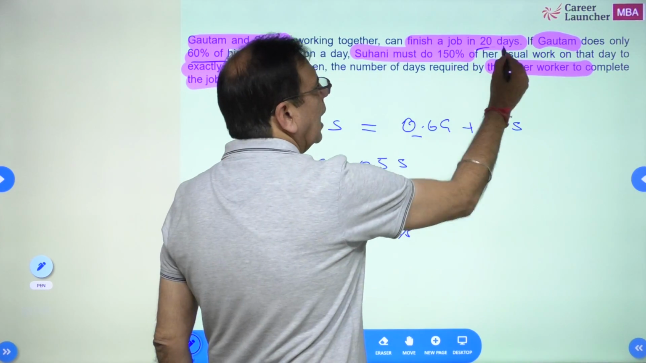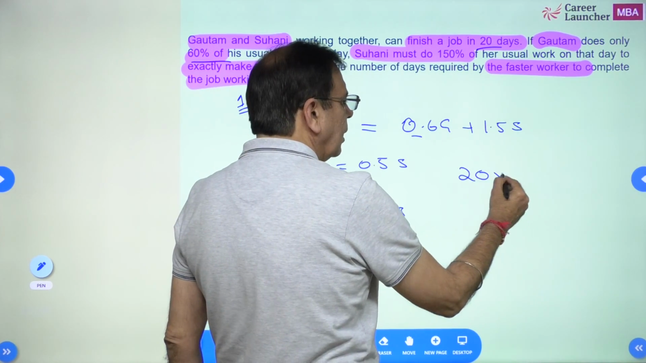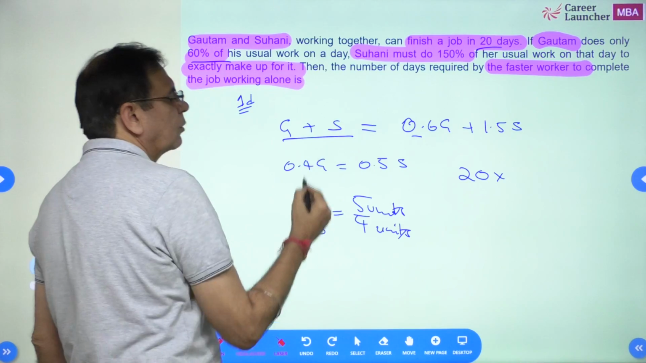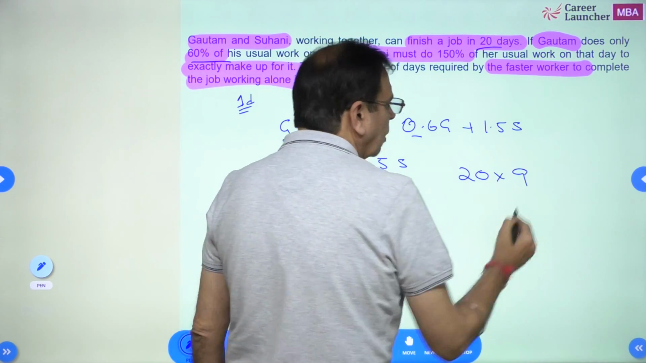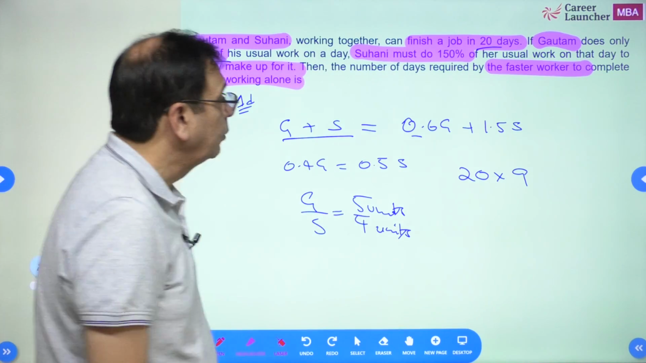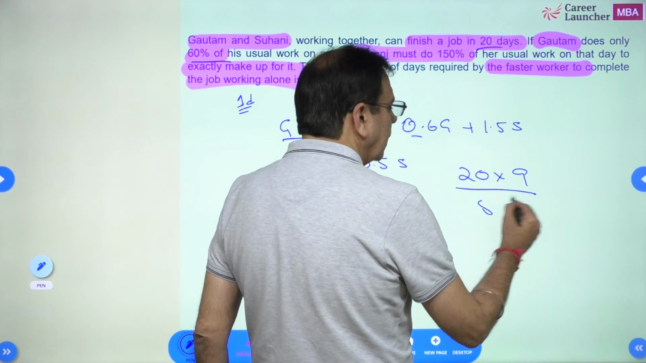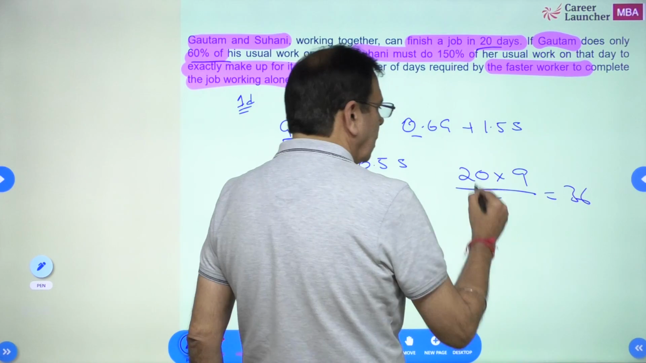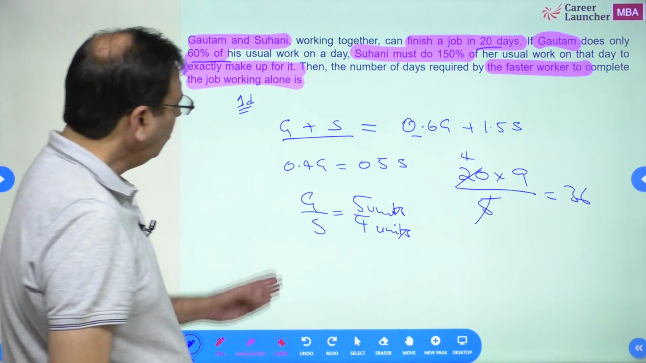In 20 days they are able to finish the work. In 20 days they do at the rate of 5 plus 4, 9 units of work. So total amount of work is this much. Faster worker is Gautam. How much he does? 5 units per day. So वो कितने दिन में काम करेगा? 36 days. Okay. I would do this question.